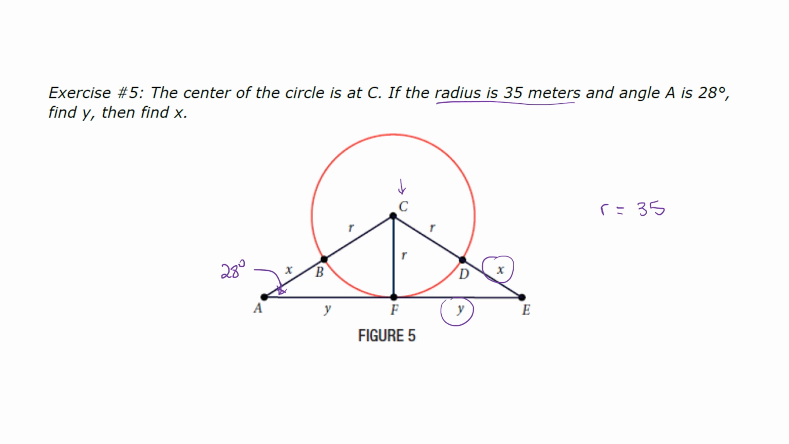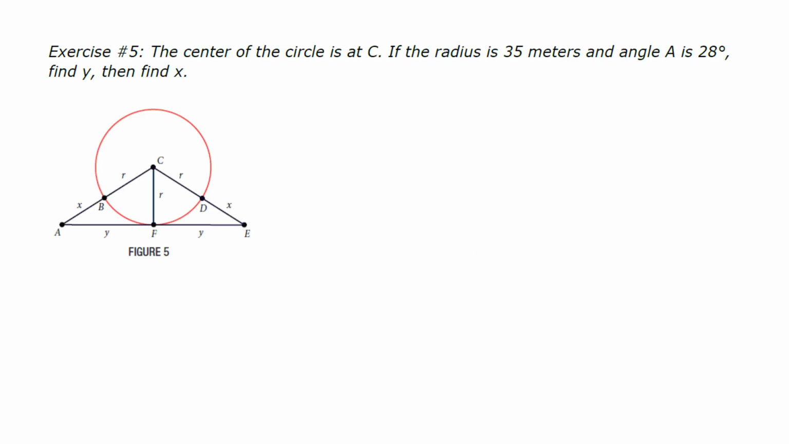Okay? So just to review, anywhere where I see R, it represents the radius, which is 35. I know angle A is 28 degrees. I need to find Y, and then I need to find X. Okay? All right, so let's do that. I'm going to make some more space here. Okay, so let's draw one of these triangles that we're working with. Since I know my angle A, I'm going to draw the left-hand triangle. So let's draw that out.